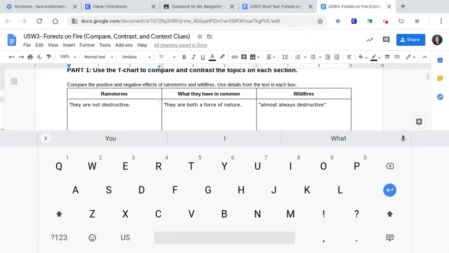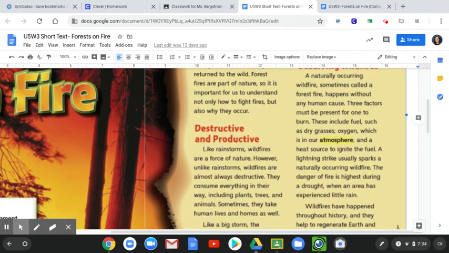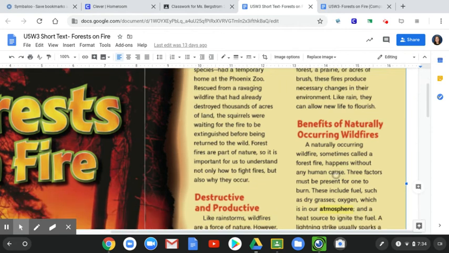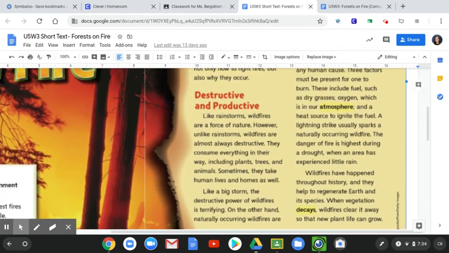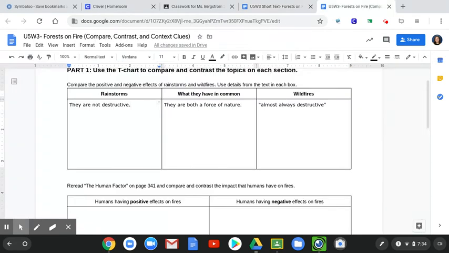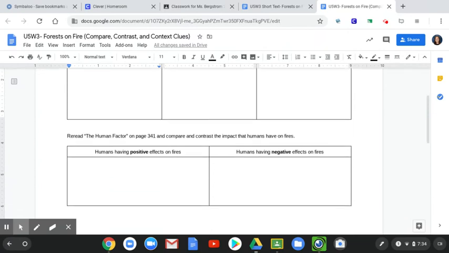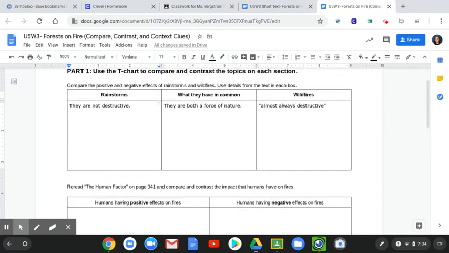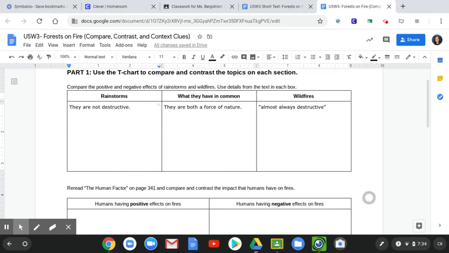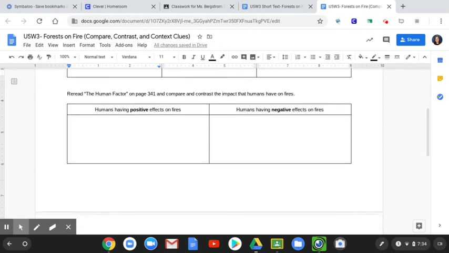So your job is to go back in the text and find a couple more details. I was reading this, and there's some really good clues that you can do to practice this skill. Okay, so on there, fill out the rest of this box here, and then you're going to follow the directions here. It says reread the human factor on page 341 and compare and contrast the impacts that humans have on fires. So a little bit more specific with that, okay?